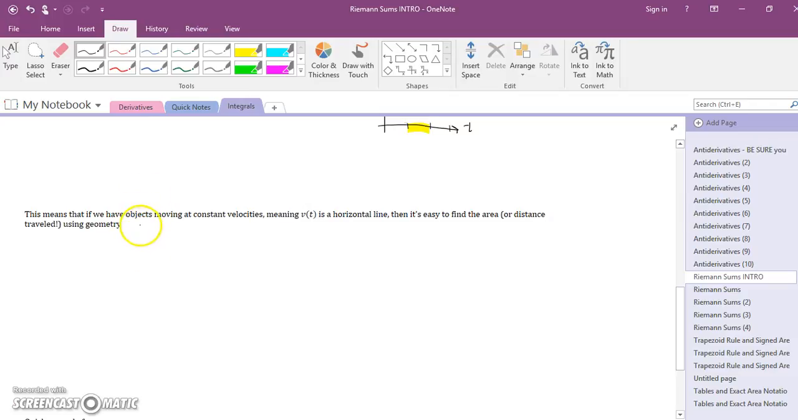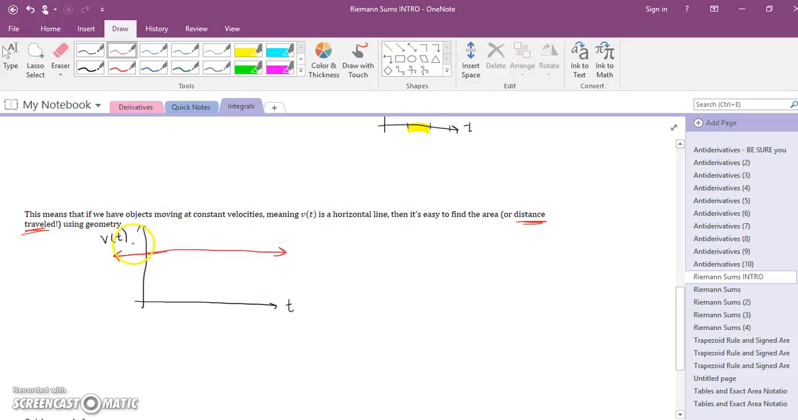Based on what you just found, what this is going to mean is that if we have an object moving at a constant velocity, and we're looking at a velocity graph here. So constant velocity, in order for the velocity to be constant, it'd have to be just a straight horizontal line. If it wasn't horizontal, then the velocity would not be constant. So if we have just a constant velocity, it's really easy to find the area under the curve, which basically is the distance that the particle has traveled, just using geometry.